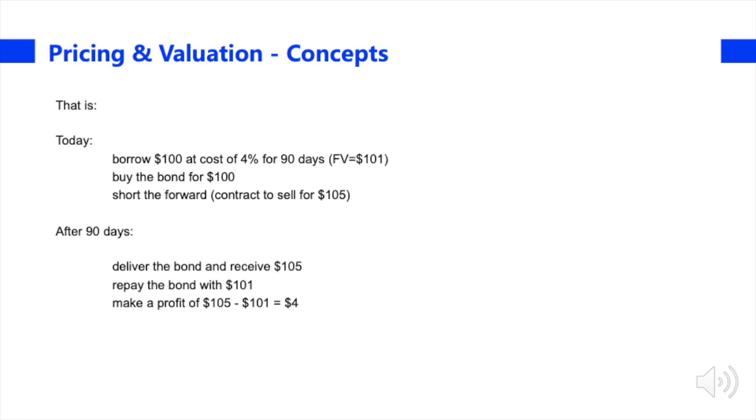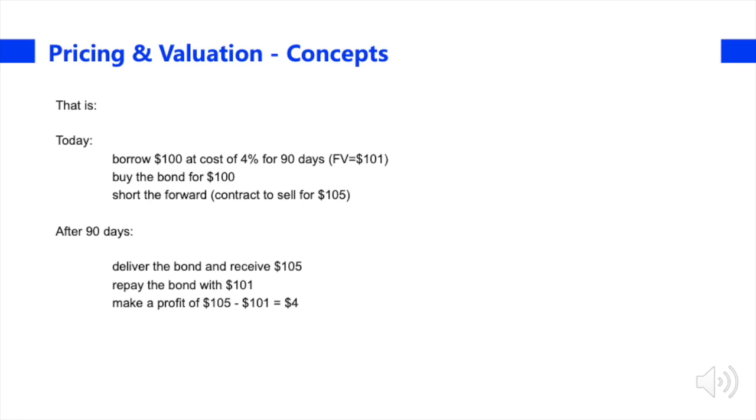Simultaneously, we sell or short the forward at the contract price of $105. Then we sit back, put our feet up and wait for the 90 days to click past. Once they have, we just watch the free money roll in. In 90 days' time we are obliged, a forward contract is a commitment, so we are obliged to sell a bond that we own for $105. So we deliver the bond and we receive $105. Which is nice. However, we do have a liability.